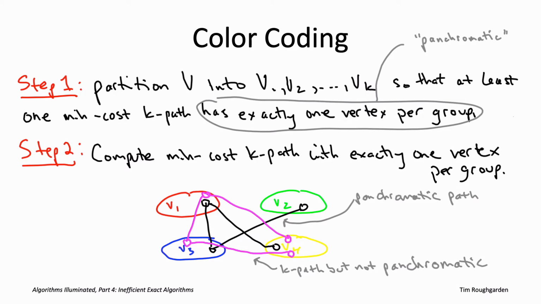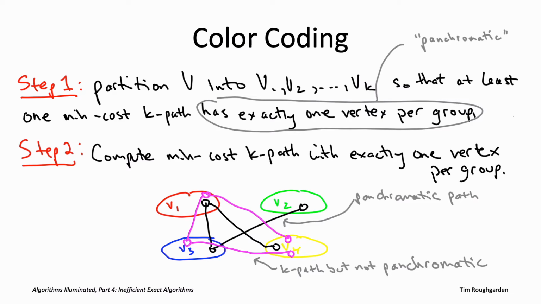Now, I totally understand if you're rather skeptical of this idea. First of all, looking at the second step, you're like, well, why should this problem of computing a minimum cost panchromatic path be any easier than the one we started with, computing a minimum cost k-path without the panchromatic constraint? But even more bafflingly, look at this first step. How on earth are we going to get a vertex partitioning with this property when we don't even know anything about what the minimum cost k-paths look like? The whole point is to compute one of them.